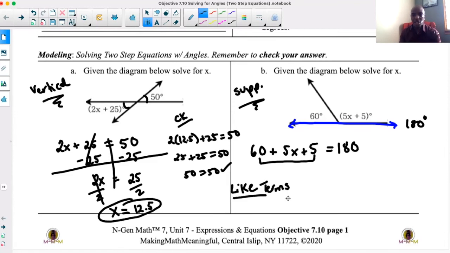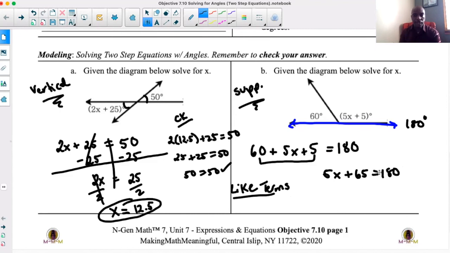Okay, I notice I have like terms here. What is a like term? Like terms are numbers or variables that have something in common that you can combine. In this case, I see a 5, I see a 60, I can combine those two. So on this side, I really have 5x plus 65 is equal to 180.